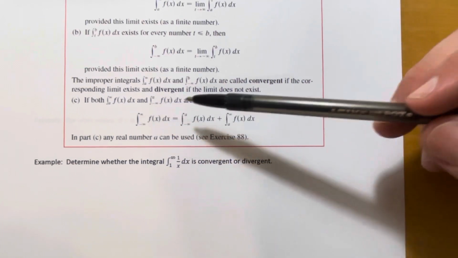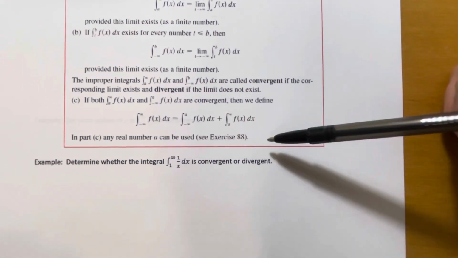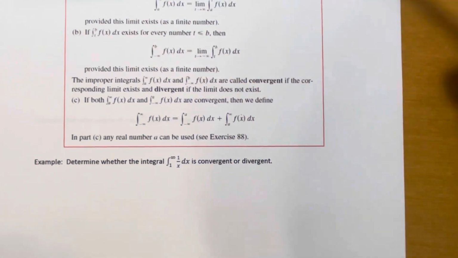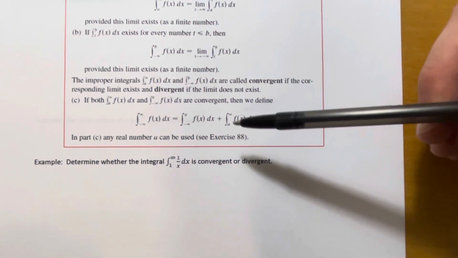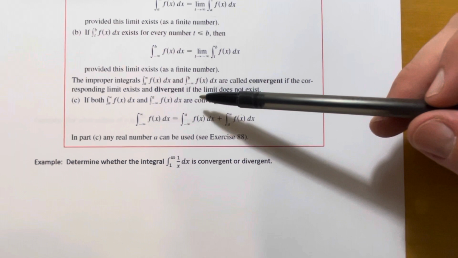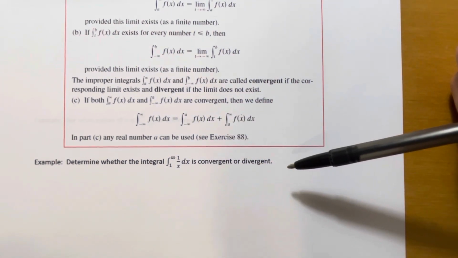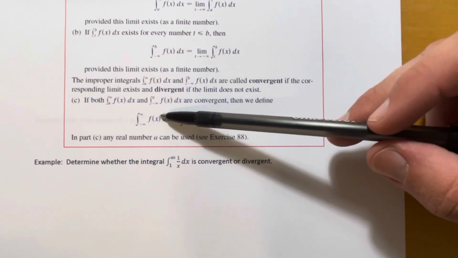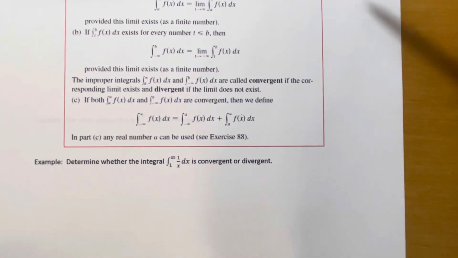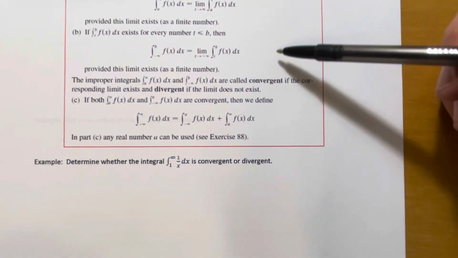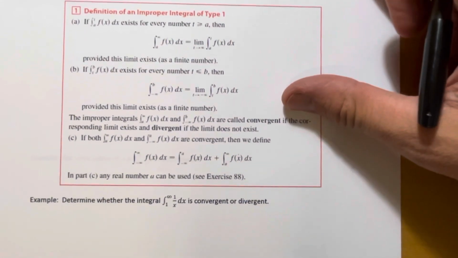So if I'm able to split this thing up into a sum of 2 integrals of these types, which notice are like types A and B in our table up here, and then if it also happens that each of these integrals gives me a finite area, then I define this integral to be the sum of those 2 finite areas. Now there's an important term or pair of terms that we use for integrals of this type.